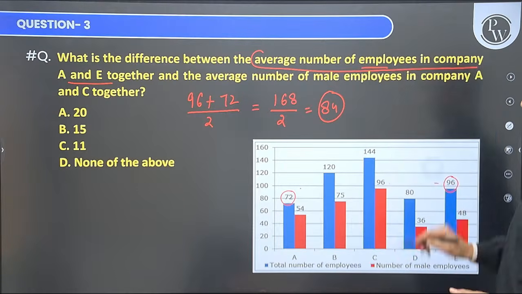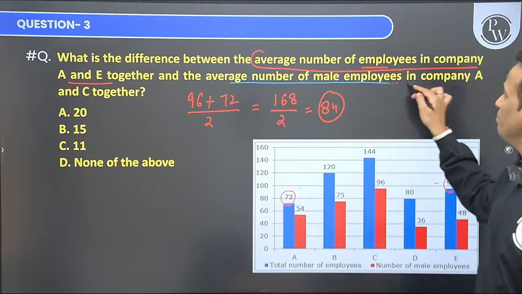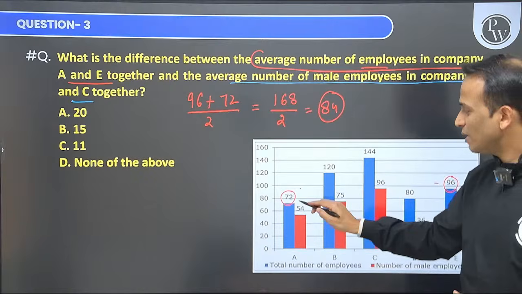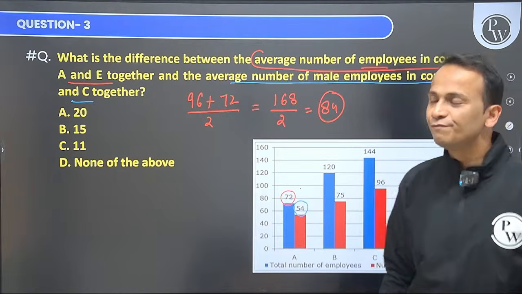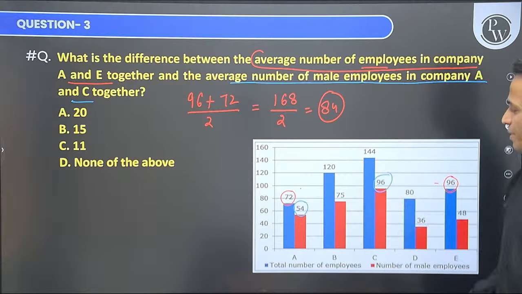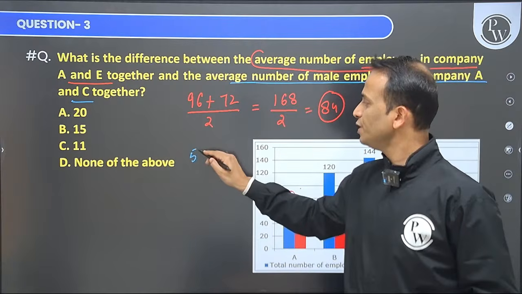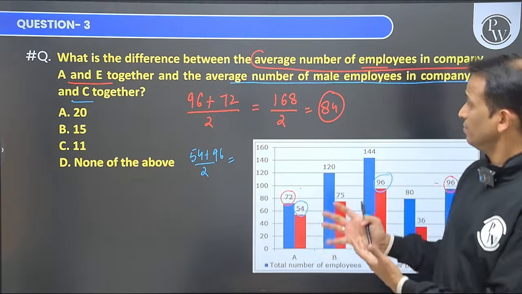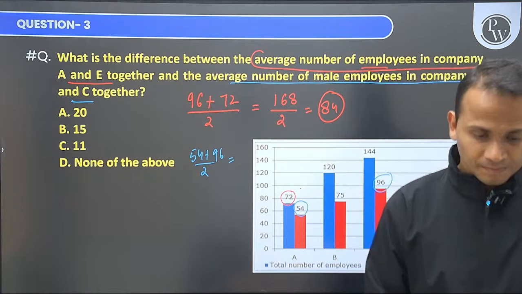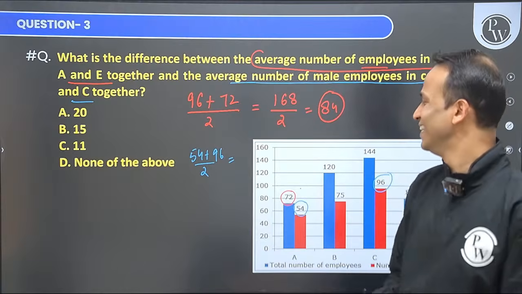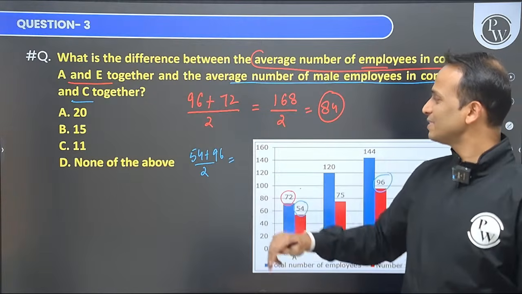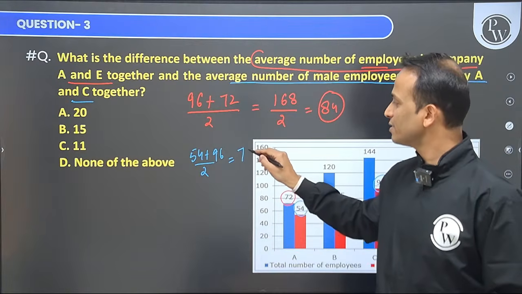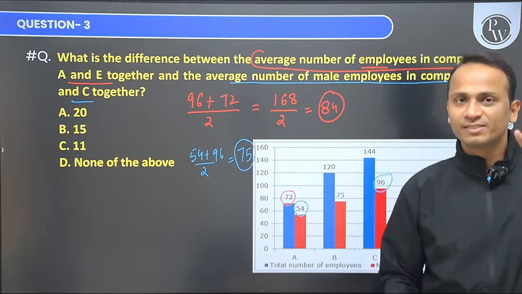Okay, now talking about the second number, the average number of male employees in company A and C together. Company A number of males is 54 and company C number of males is 96. So 54 plus 96 divided by 2, that comes out to be how much? Help me out. Okay, so 54 plus 96 is 150, divided by 2 is 75. This is the second number.